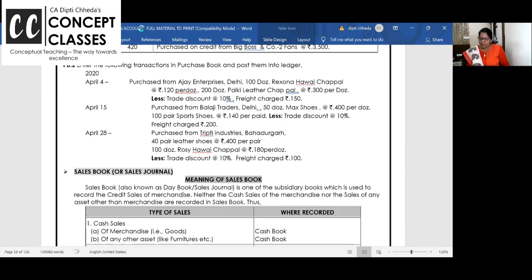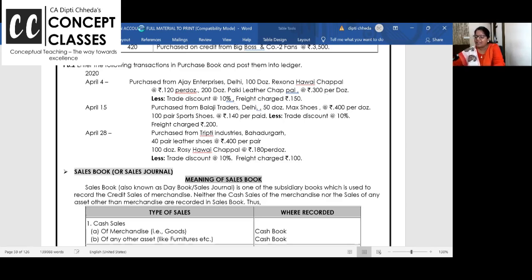Purchase the goods from Ajay Enterprise Delhi. Some quantity and rate, and trade discount is also there, and freight charges are also there. So I hope all of you know that trade discount is not a part. Anyone in the class who has heard this term for the first time, I'll clear it for you. Trade discount is not a part of the books of accounts. Trade discount is like a discount which is given customarily.